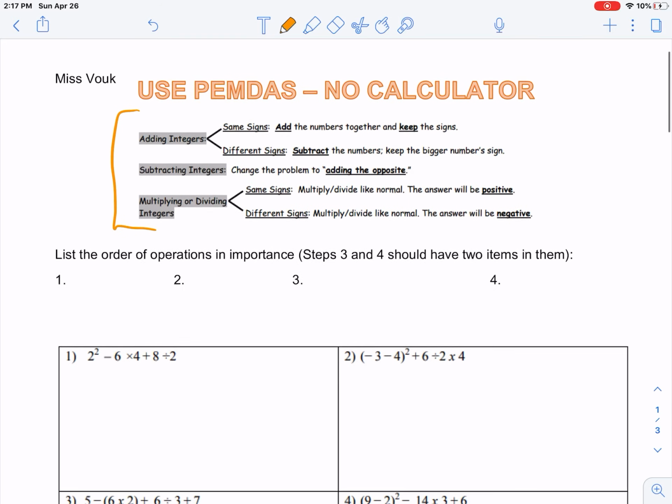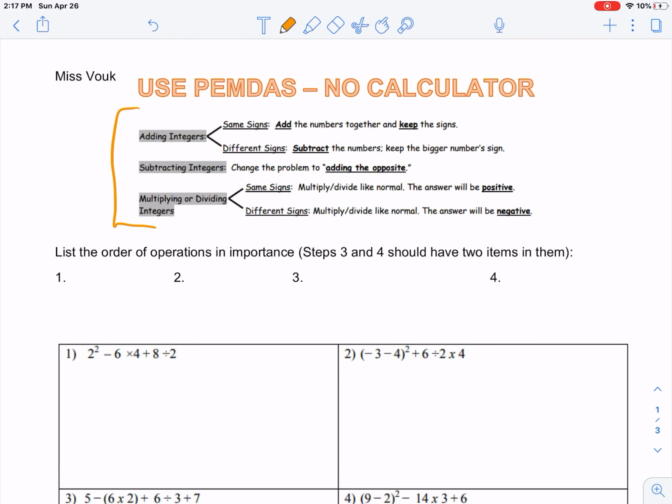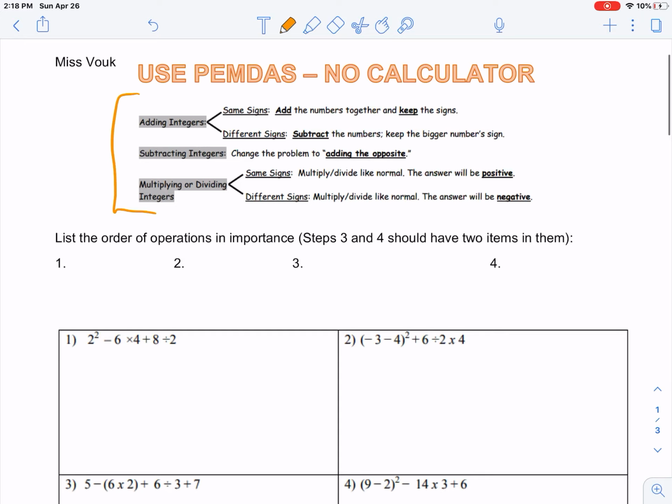So for these first 4 questions right here, it says list the order of operations in importance. So remember, that's just your PEMDAS. First thing we're always going to do is your parentheses. Your second one is going to be your exponents. And remember, your exponents, that's just when you have a number raised up high like that. Okay?